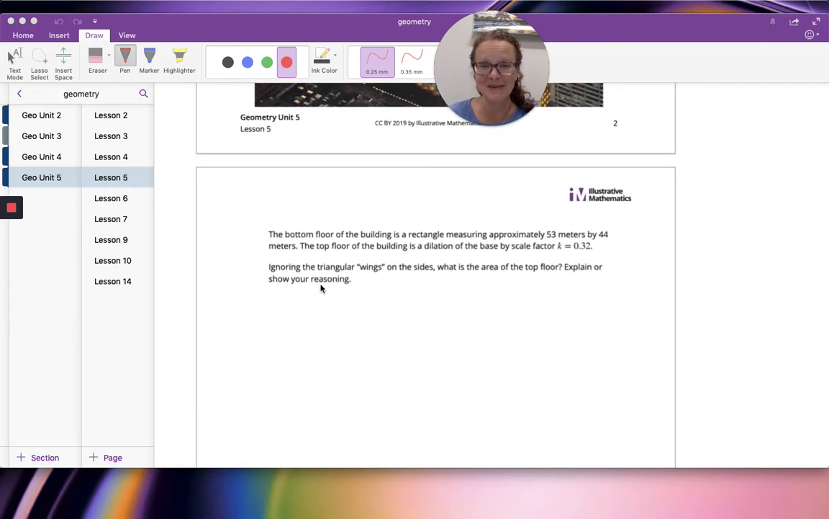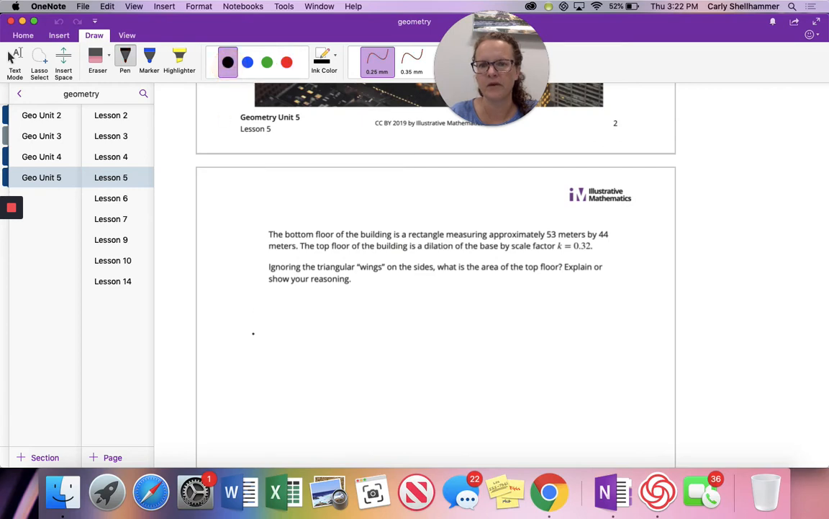The bottom floor of the building is a rectangle measuring approximately 53 meters by 44 meters. The top floor of the building is a dilation of the base by a scale factor of 0.32. Ignoring the triangular wings on the sides, what is the area of the top floor? Explain or show your reasoning.